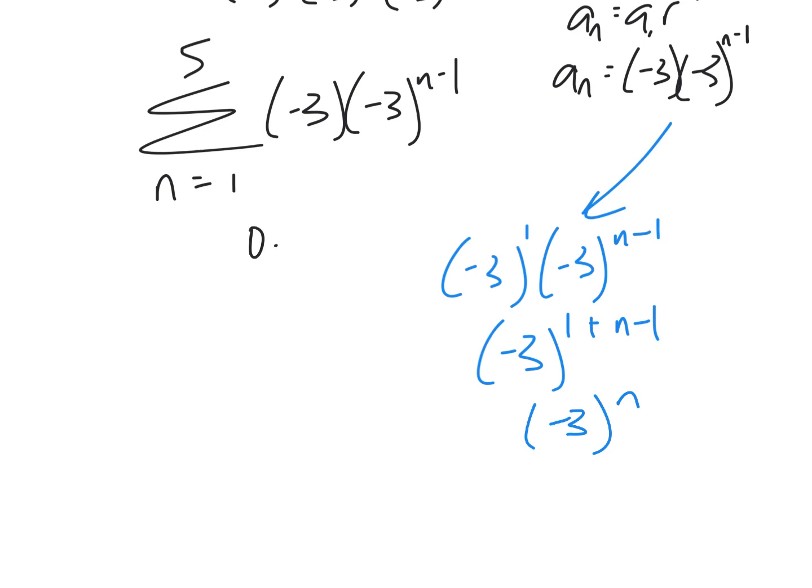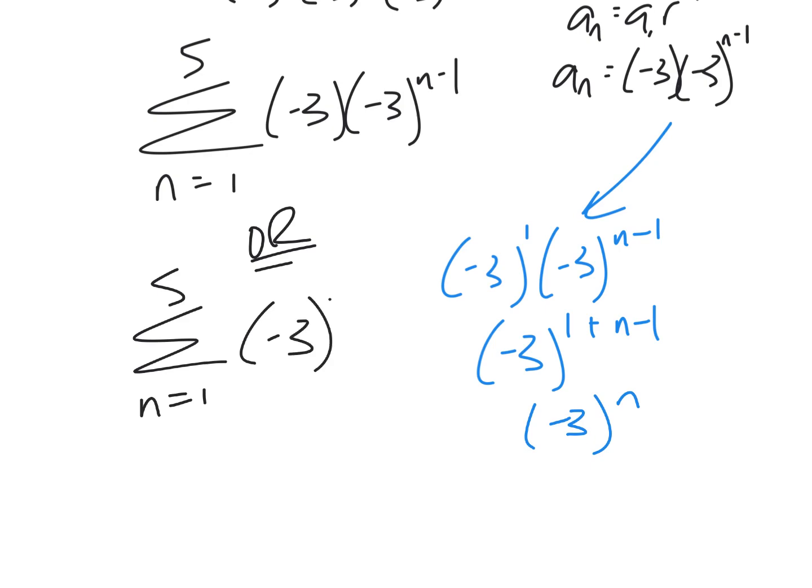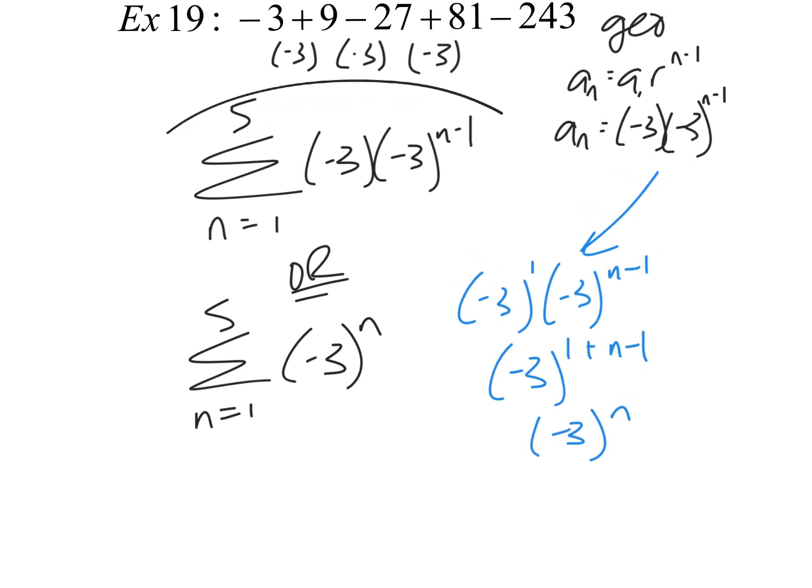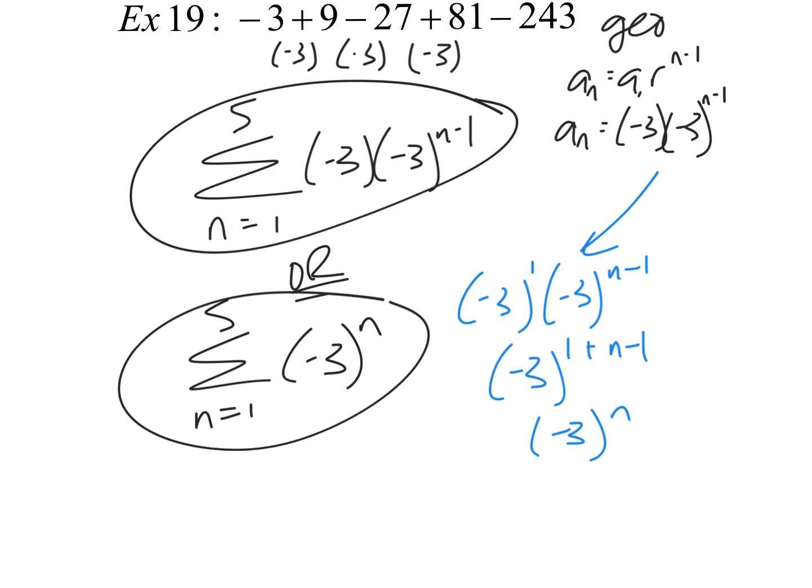So you could also write this as summation n equals 1 to 5, negative 3 to the n. Same exact thing. One of them is cleaned up a little bit more algebraically. Both of those answers are acceptable. However, if it's a multiple choice type of question, you need to be able to decipher whether or not these answers are equivalent, okay? That's all, you guys.